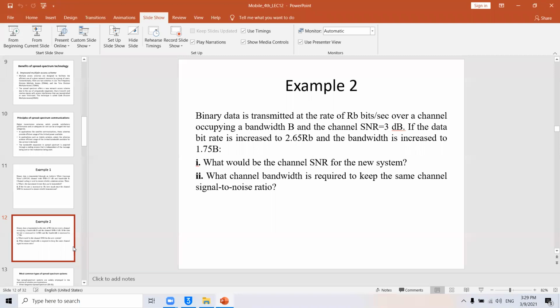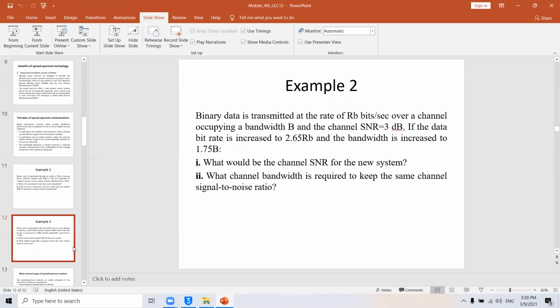First of all, in example number 2, we have the following. SNR equals 3 dB. So SNR in ratio will be 10 to the power 0.3, and it will be about 2. Now, based on the information given, we can construct 2 equations. Look, please, to understand what's going on. If the bit rate is increased to 2.65 RB, okay? Now, at the beginning, we have RB.